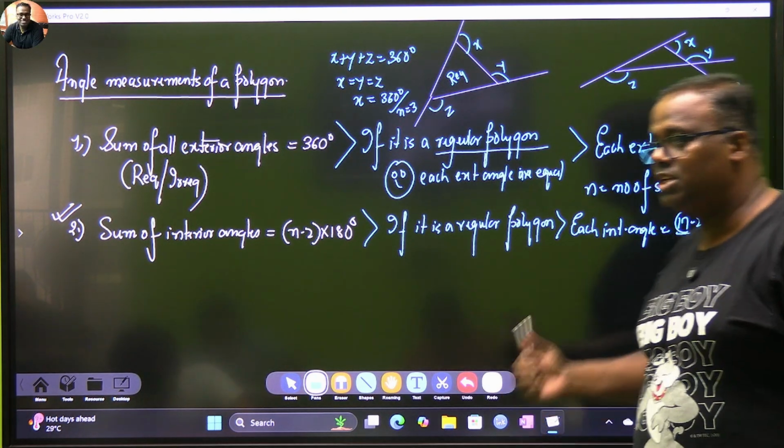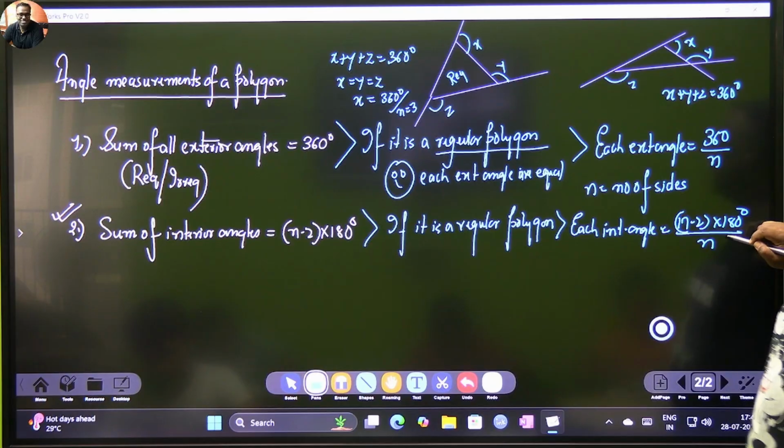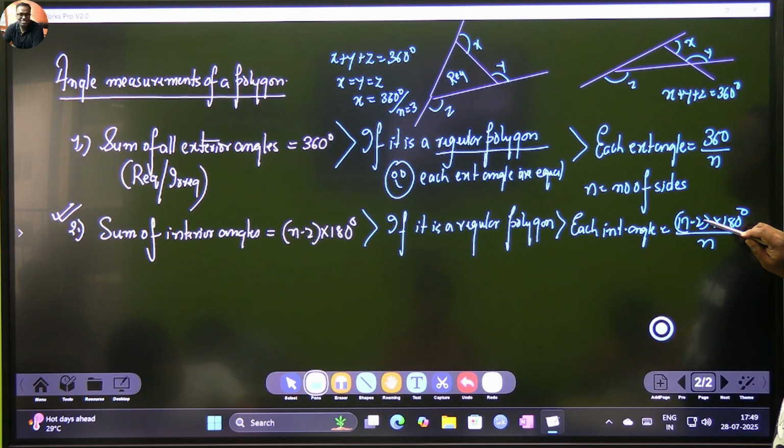Now, let's put this idea to a triangle. For a triangle, n is how much? 3. A regular polygon means an equilateral triangle. What is the angle of an equilateral triangle? 60. 3 minus 2, 1. 1 into 180, 180. 180 divided by 3, 60.